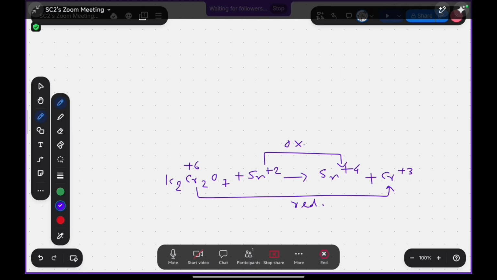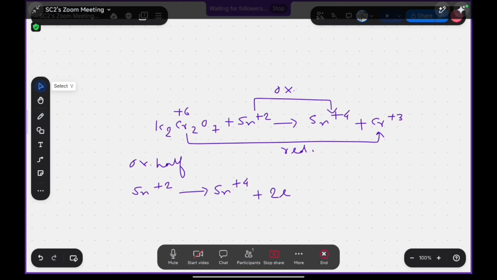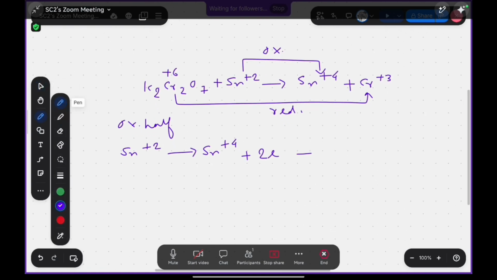So what happens? We need to write the half reactions first. Oxidation half reaction: Sn plus 2 changes to Sn plus 4. That is a 2 unit change, which means 2 electrons are lost. Let us consider this oxidation half reaction as equation 1. And what about the reduction half reaction?